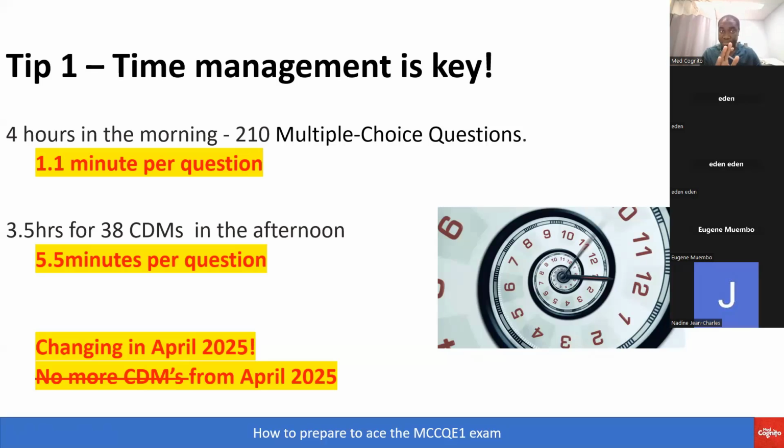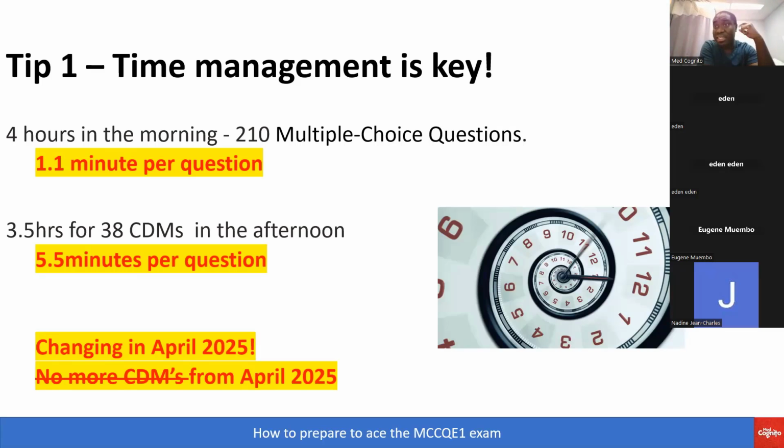That is not good. Then in the afternoon, it is 3.5 hours for 38 CDMs. Usually the CDMs are STEM questions. So you may have one question and it will have maybe 2 or 3 questions underneath, or it could even be just one question. And the CDM has mainly 2 components. The first component is you typing in your answers, and the other component is you choosing among a lot of answers, maybe the correct one, okay?